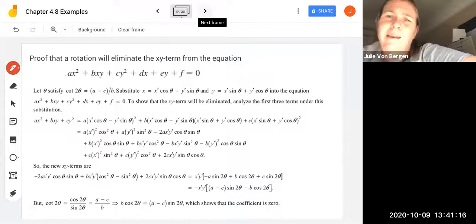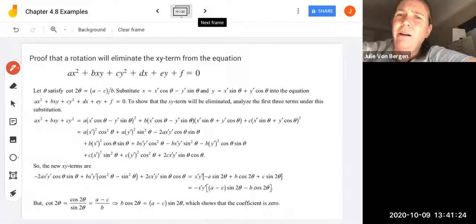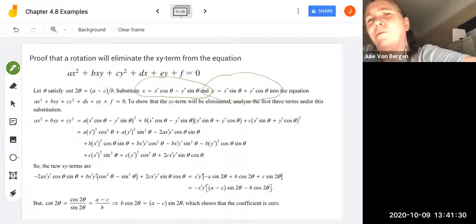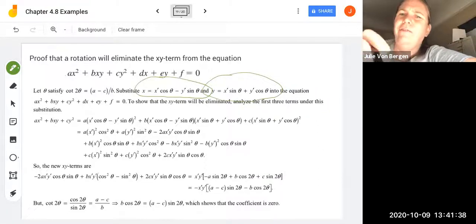So you let theta be a solution to cotangent 2 theta equals a minus c over b. And then you substitute in here our x and y values in terms of x prime and y prime into the original conic equation. And then to show that the xy term is eliminated, you analyze the first 3 terms here.